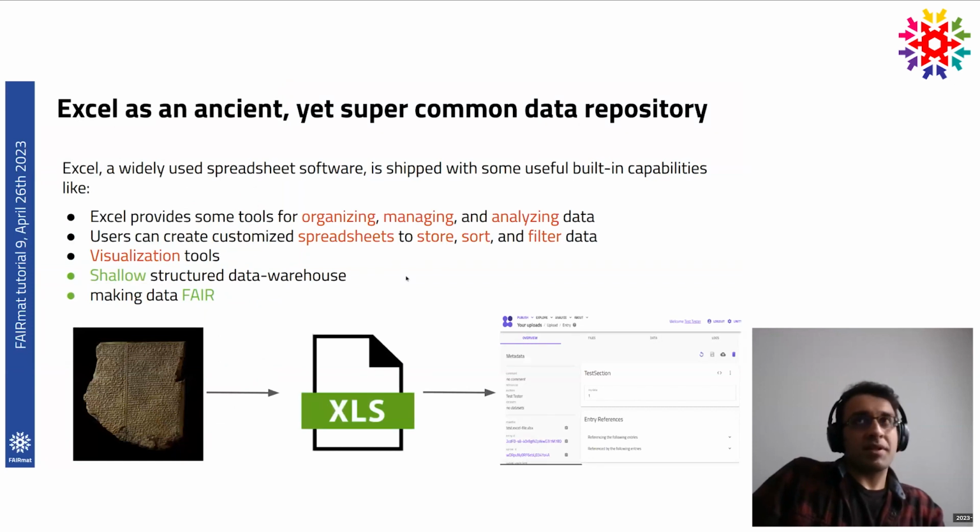So I guess it's pretty clear to everyone why Excel is a good data repository. It gives you some tools to organize and manage your data. It has some sort of a structure. You can sort your data, not in a really deep way. You can structure it in a shallow way. It's not that deep. But if you want to share your data, if you want to make your data FAIR and give it a bit more depth, you definitely want to move your data to NOMAD and parse your data into NOMAD.